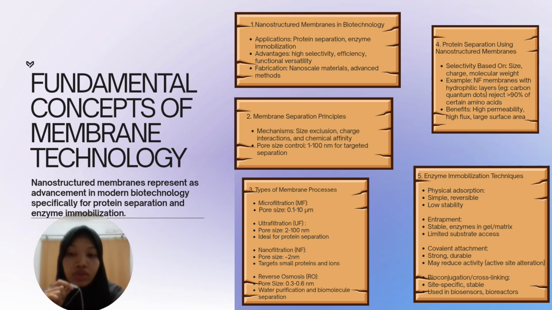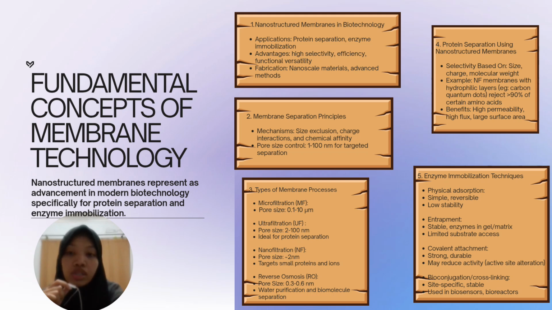Second is ultrafiltration, UF, process around 2 to 100 nanometer, ideal for protein separation. And third is nanofiltration, NF, which is process around 2 nanometer, target small protein and ion. And lastly is reverse osmosis, RO, process around 0.3 to 0.6 nanometer, and it's suitable for applications such as water purification and biomolecule separation.